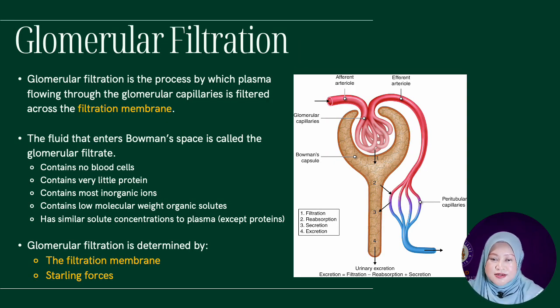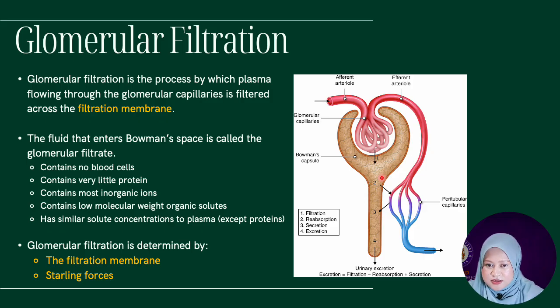Okay, now that we understand the structure and blood supply, let us focus on filtration itself. So glomerular filtration is the very first step in urine formation. It is the point where blood and urine pathways begin to separate. So as blood flows through the glomerular capillaries, part of the plasma is pushed across the filtration membrane and into Bowman's space. What is being filtered is not whole blood.